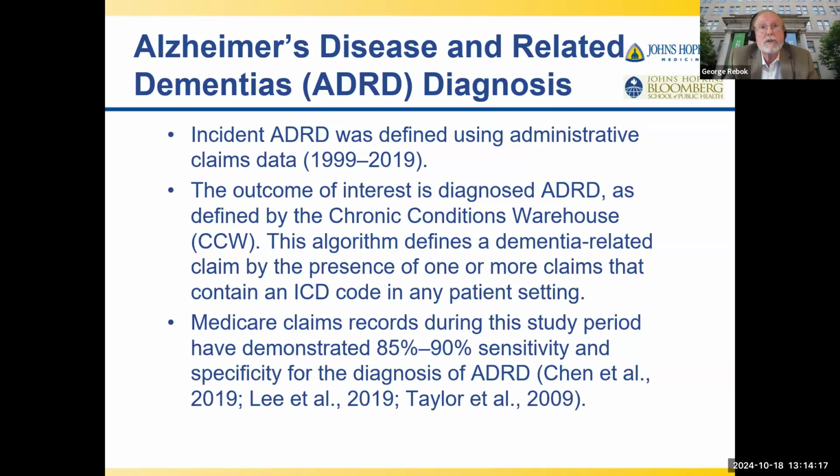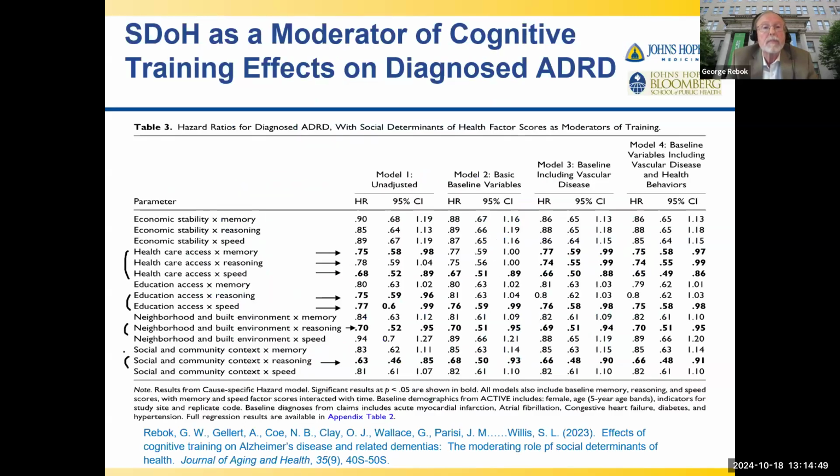And we had looked at dementia prevention in ACTIVE, but always using algorithmic definitions that relied on survey data. In this case, we used administrative claims data from Medicare records over a 20-year period. The outcome of interest was defined by the Chronic Conditions Warehouse, using a dementia-related claim by the presence of either an ICD-9 or 10 code in any patient setting. And these claims records have high sensitivity and high specificity for the diagnosis of ADRD.